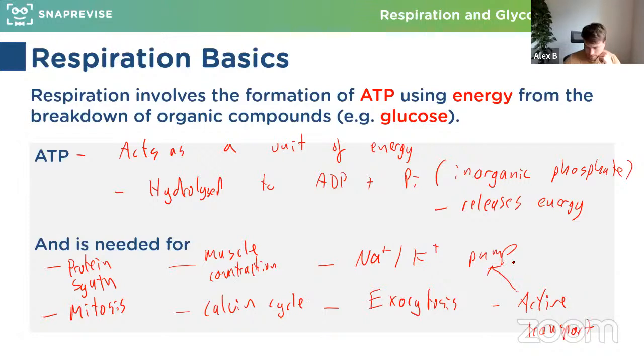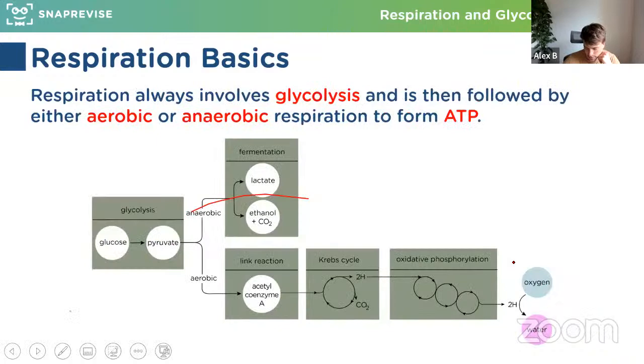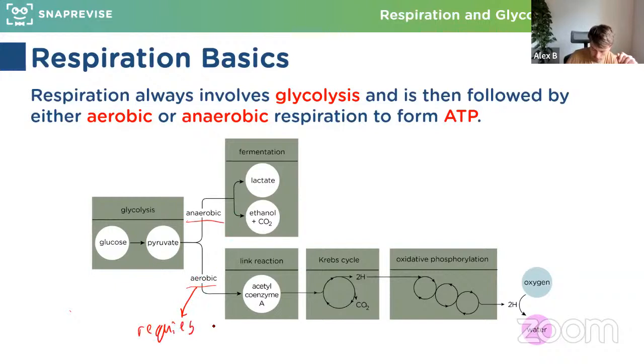Cool. So let's look at this overview then. So this is showing sort of the whole of respiration in a very simplified form. So you'll notice there's two branches. You've got anaerobic and aerobic. Aerobic, kind of as the name sounds, requires oxygen. So requires O2. Anaerobic does not. Let's put no O2.